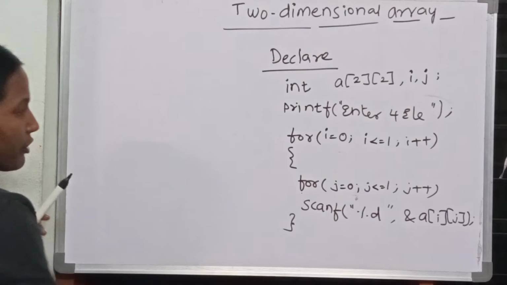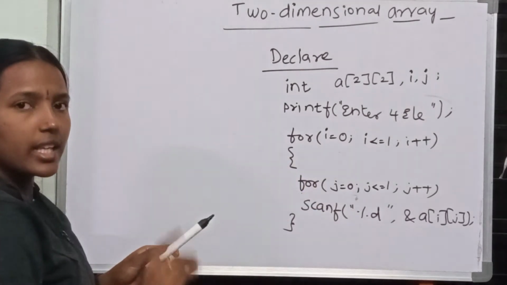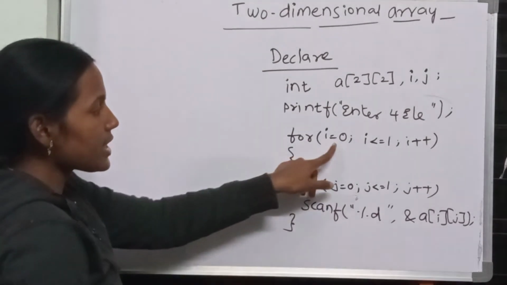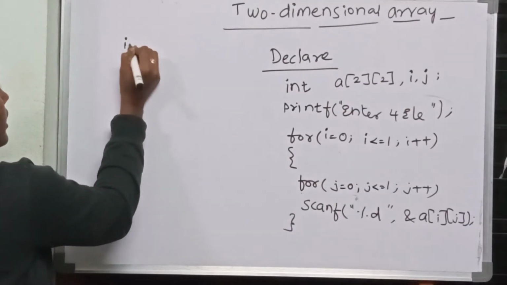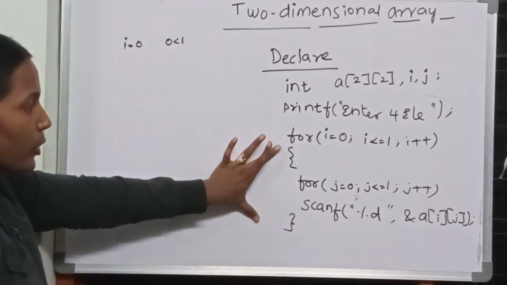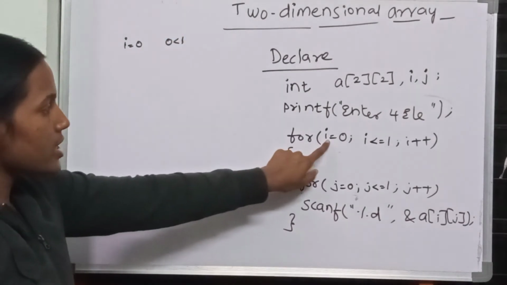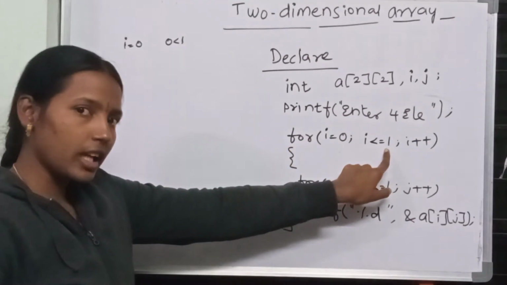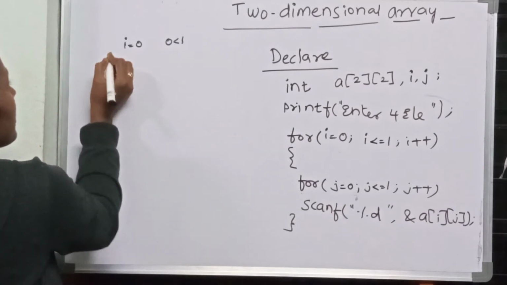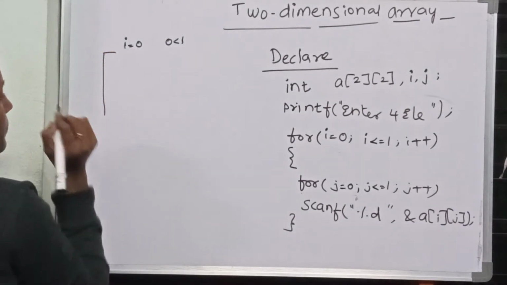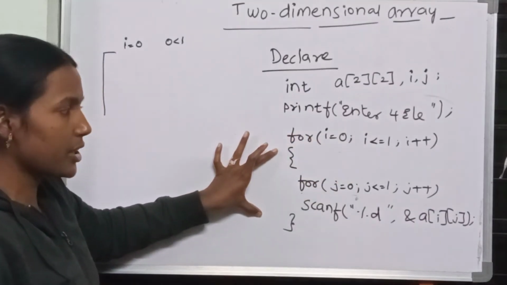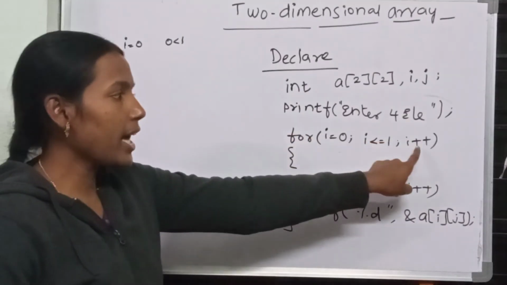Understand carefully. If you understand this, printing is very easy and calculation is also very easy. Now first i is equal to 0. Is 0 less than 1? I am going to explain the outer for loop. i is 0, which is less than 1. The condition is true. If the condition is true, this block is going to be executed. So I am starting the block over here. If this condition is true, this block is executed, and then it has to be incremented.